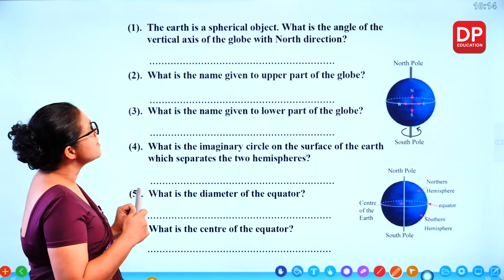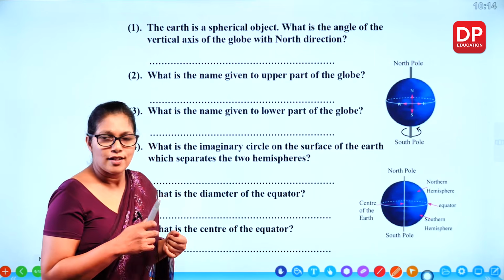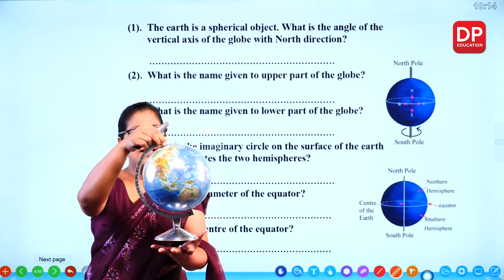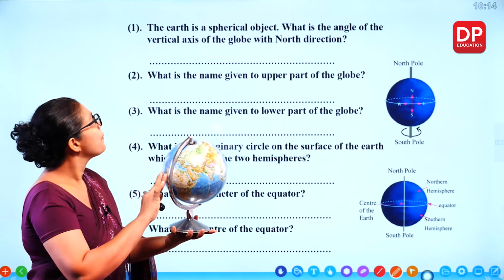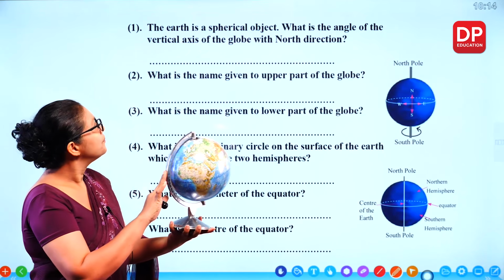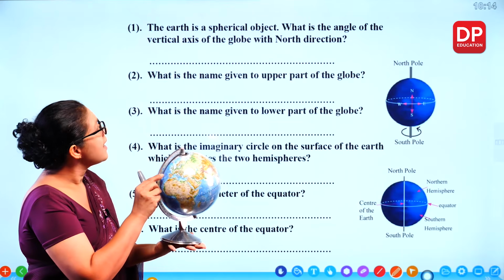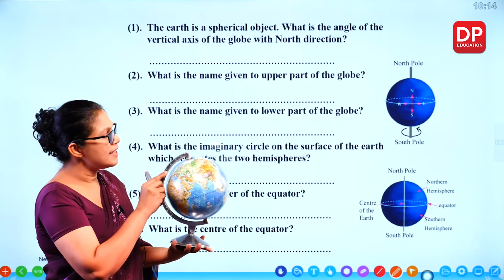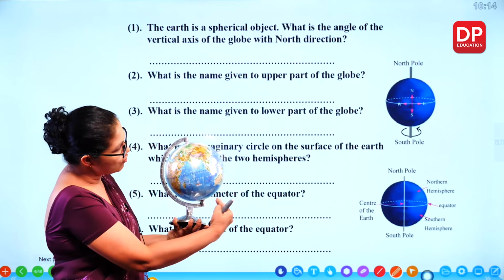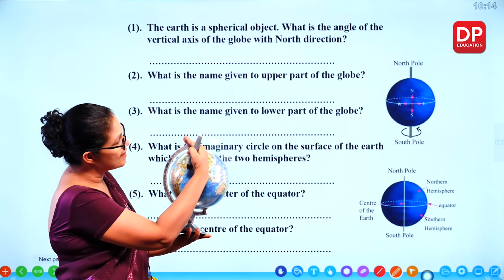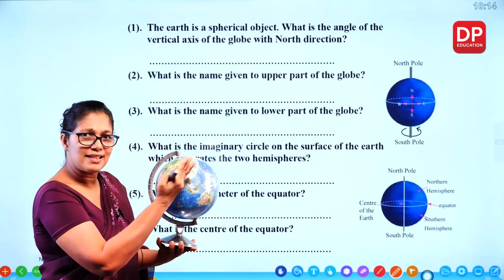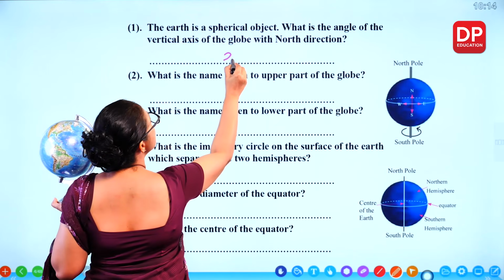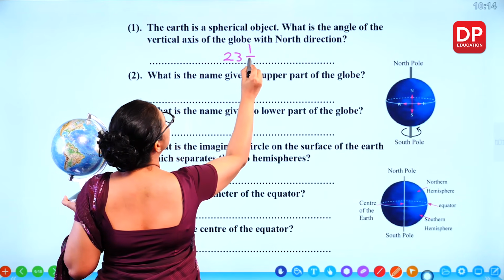The earth is a spherical object. So I have to show the globe to you. This is the globe. So it's spherical. What is the angle of the vertical axis of the globe with north direction? So can you see? It's not vertical. So it's slanted. So what's the angle? We know that it's 23.5-degree angle is there.